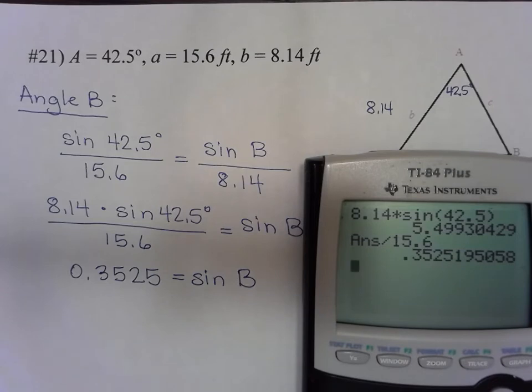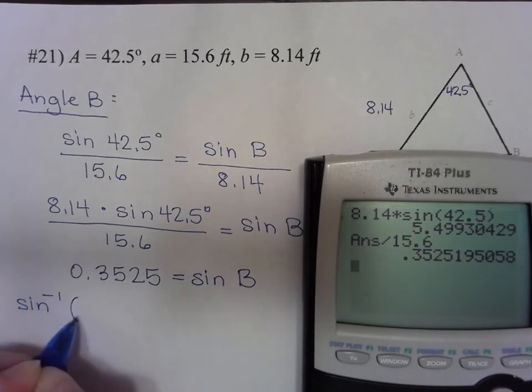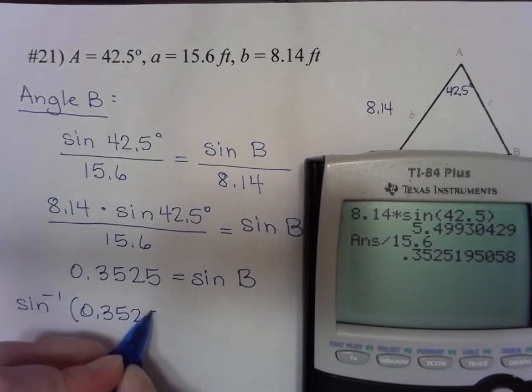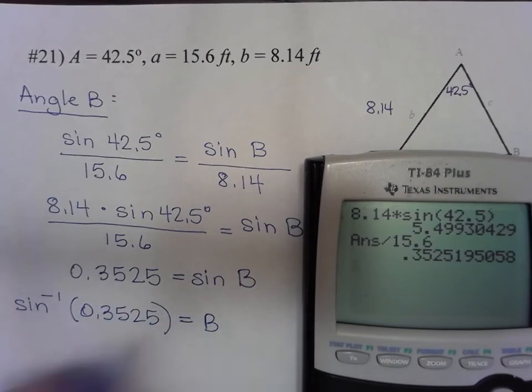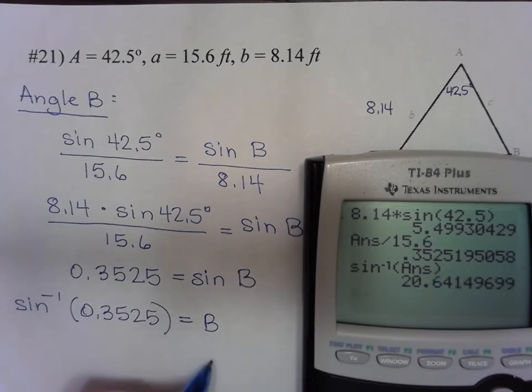Okay, so now we want to find B, we would take the inverse sine of this value. So second sine will give us sine inverse, remember, and second negative is going to give us the previous answer, so we don't have to round it yet. So that's going to give us angle B, which would be, we're doing 3 significant digits, so 20.6 degrees.